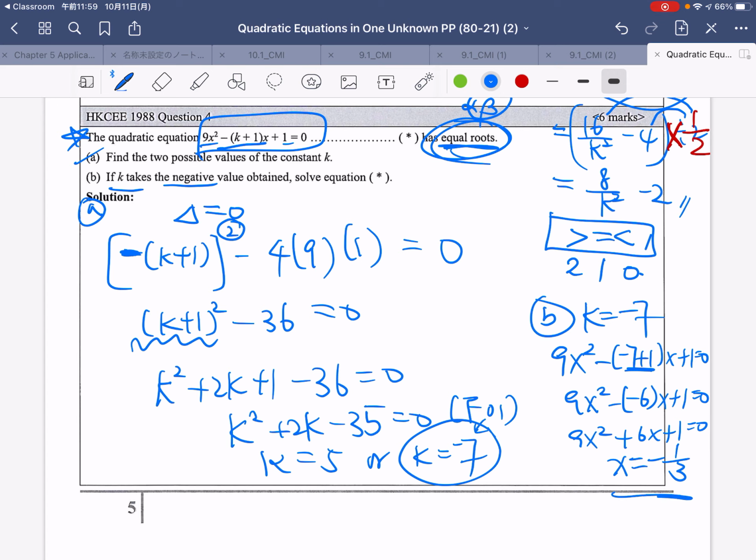If you find the two x values and they are not the same, that means your calculation for k is wrong. So the two answers should be the same, negative 1 over 3.